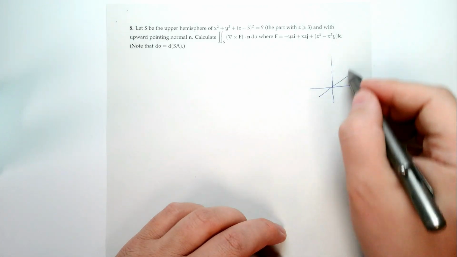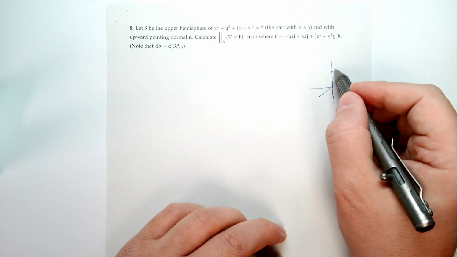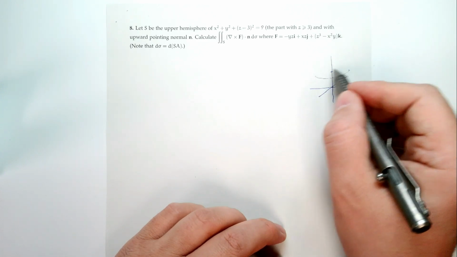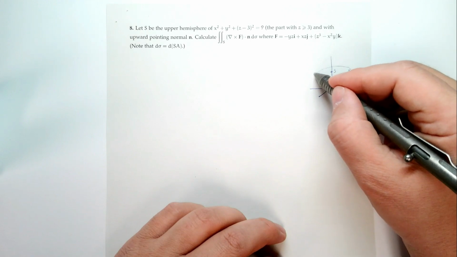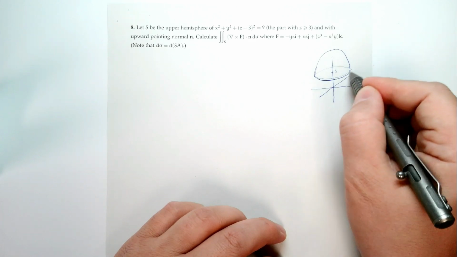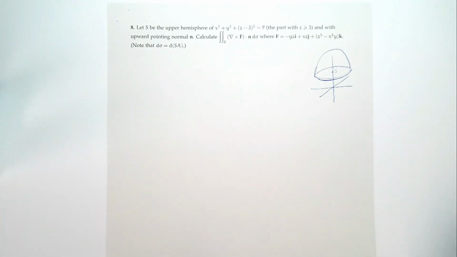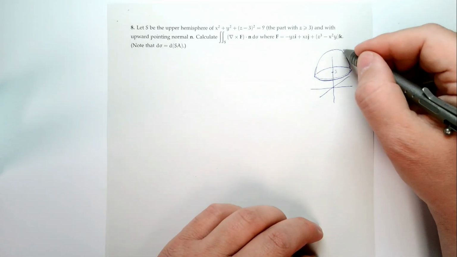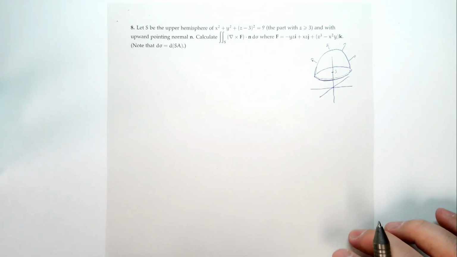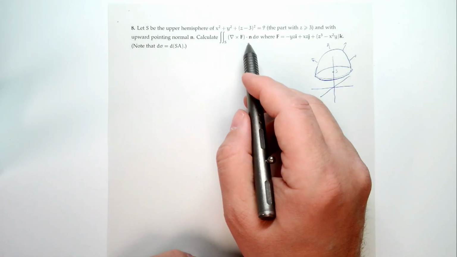So we have a whole sphere. If we took this equation, x squared plus y squared plus (z minus 3) squared, it's centered up here at 3. But we don't want the whole sphere. We want the top half. So there's our equator, and then we just want the top half. All right, so we have our surface here. All right, and upward pointing normals. So that says our normals are pointing up. Okay, cool. Now we want to calculate the integral on the surface of curl F dot n d sigma.